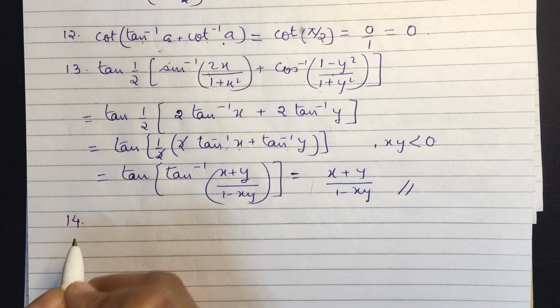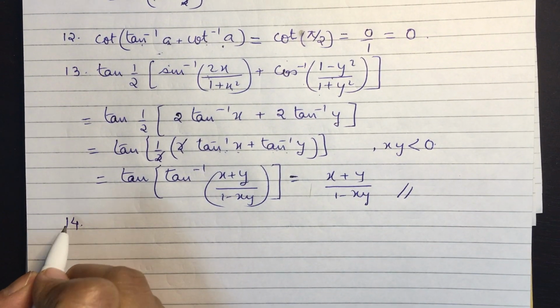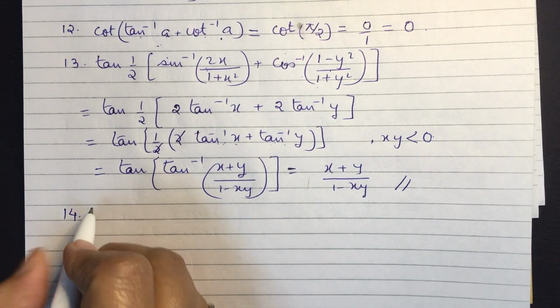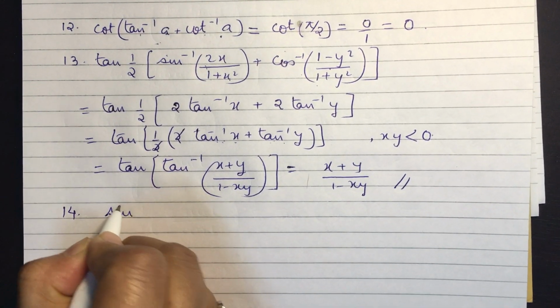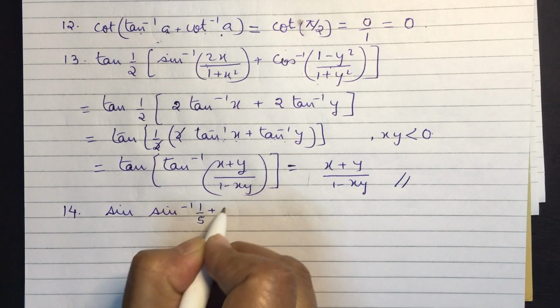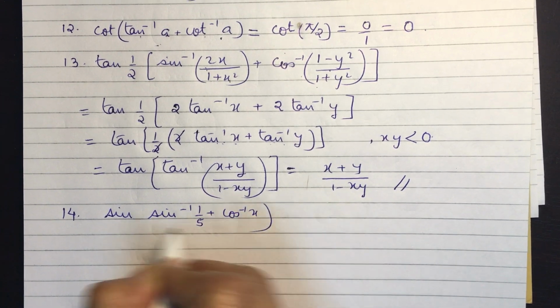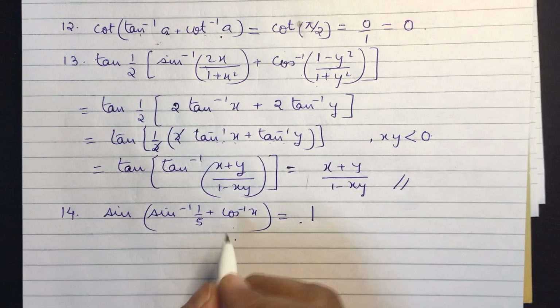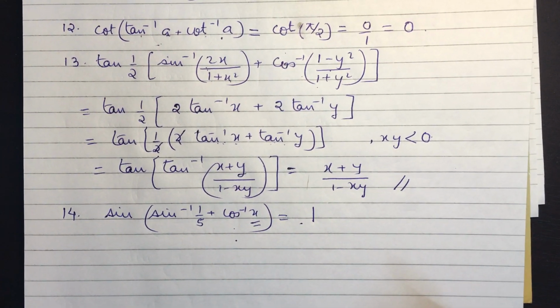Now let's see question number 14, which is another very important question. Now we are given that sine of sine inverse 1 upon 5 plus cos inverse x is equal to 1. This is given to us. We have to find the value of x.